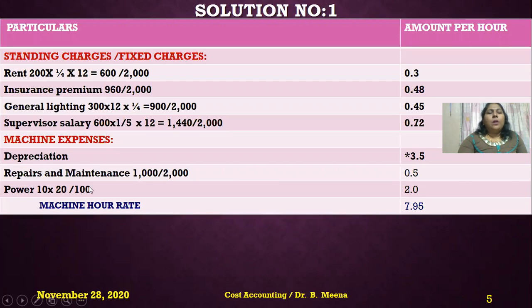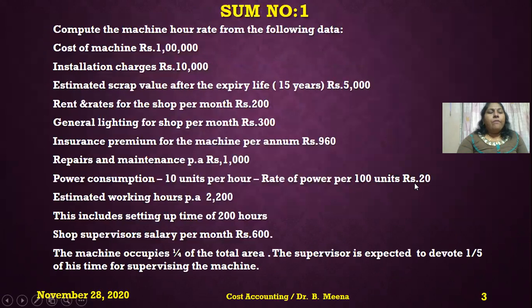So how to calculate? 1000 divided by 2000 hours, because 1000 rupees is the repairs which is given for 1 year, and the 1 year effective running hours we already calculated is 2000 hours. So 1000 divided by 2000, I'll get 0.5. Then I'll move on to the power. For power, the information is that they are consuming 10 units per hour, and for 100 units the cost is 20 rupees.